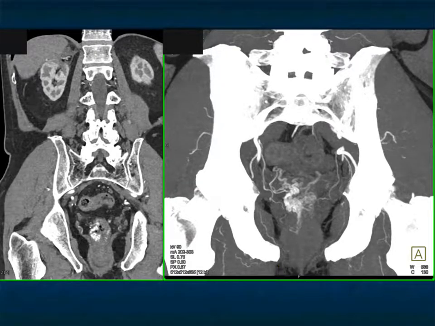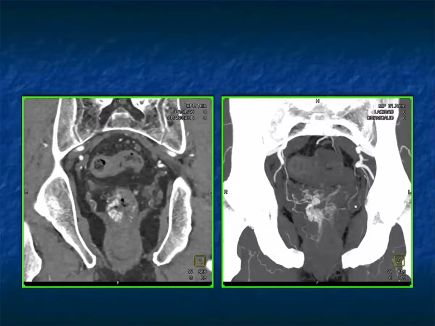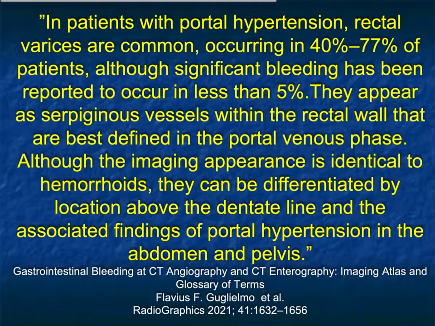And here it is when you go to MIP imaging, the prominent feeding vessels, the whole process. And you know this is the cause of the patient's GI bleed. It becomes somewhat obvious in that regard. And here it is again, just another set of images.